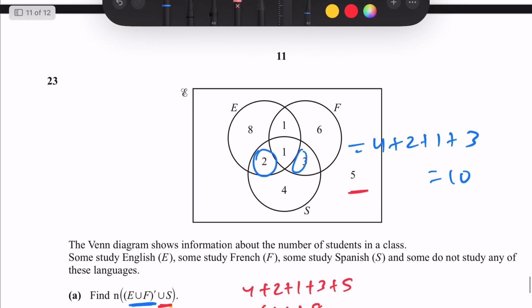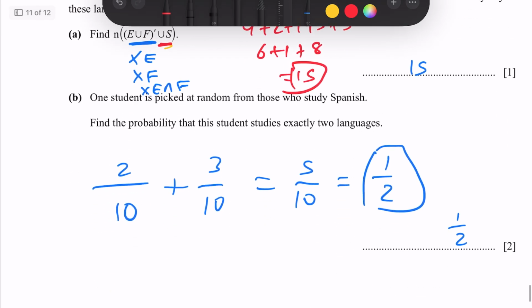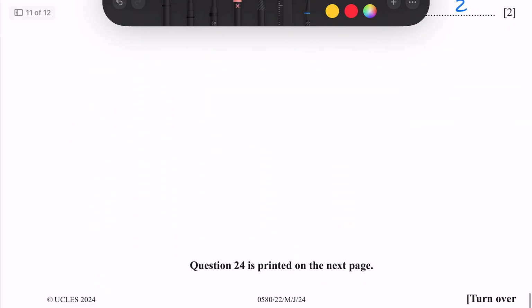You don't count the people that study both Spanish and English and French, since the question asks for students that study exactly 2 languages. So 1 is not counted, and 4 are not counted because 4 students only study Spanish. Since 5 students study 2 languages, these 2 study Spanish and English, and these 3 study Spanish and French. Since it's 5 out of 10 that study 2 languages exactly, the probability of selecting one of them is 1 by 2.